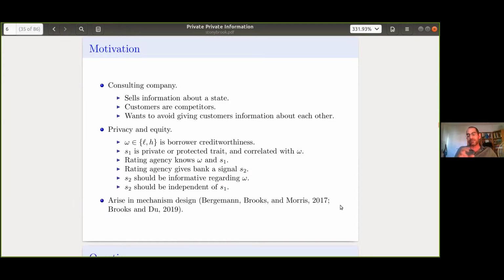Now, these sort of private information structures also arise in information design, sort of endogenously, and I'd be glad to hear if maybe Dirk or others have ideas about more connections.